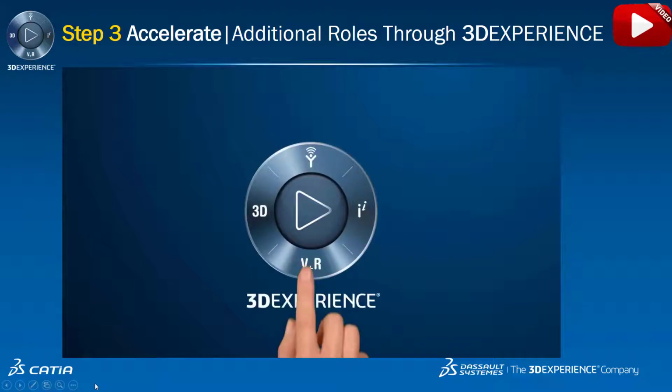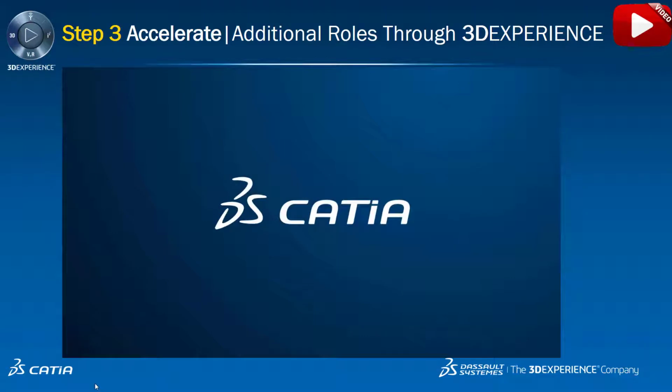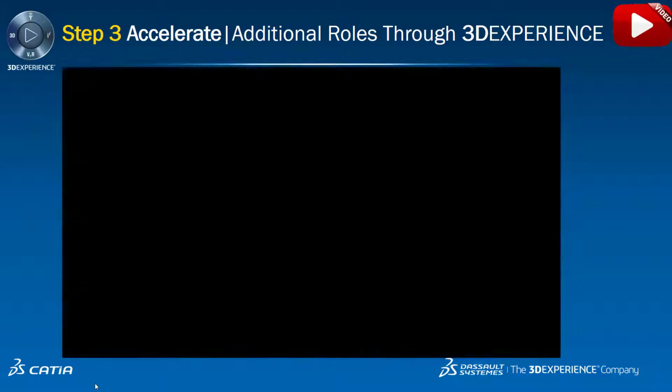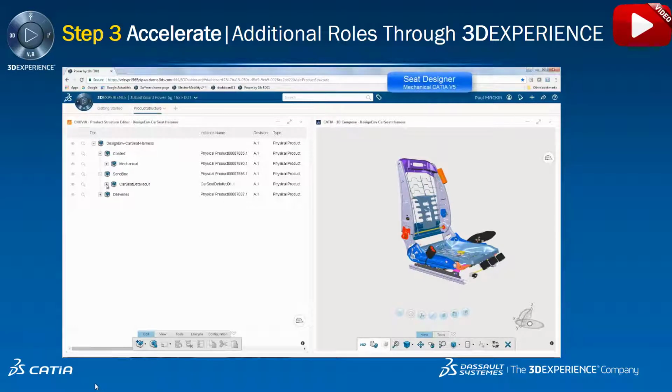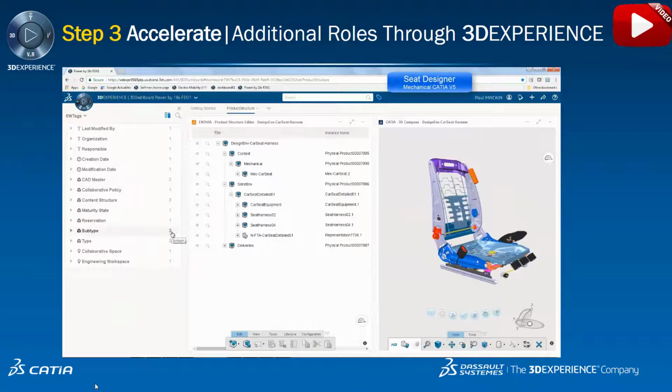We'll show a short video here on Accelerate via additional roles through 3DExperience CATIA. In the following demonstration, we'll see how PLM Collaboration Services opens up the power of the 3DExperience platform for collaborative electrical systems development. We'll use the example of a car seat where the mechanical structure was designed in CATIA V5 and the electrical harness is designed using 3DExperience CATIA.